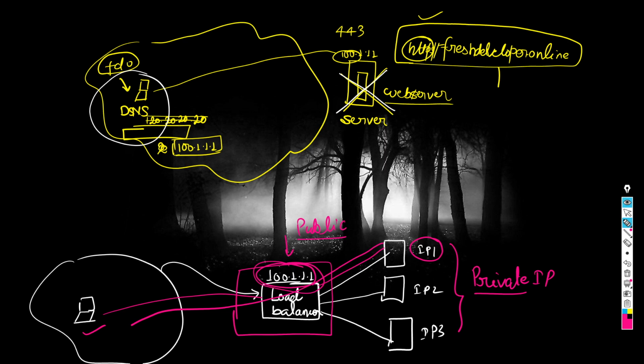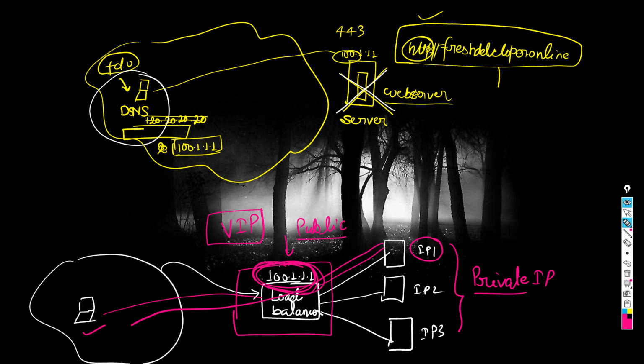That's why we call it a virtual IP, or VIP. So whatever IP address we are actually hitting, that is 100.1.1.1, that is basically a virtual IP. That is not the actual IP of the server. So we call it a VIP. Okay, so that's how it is going to be.